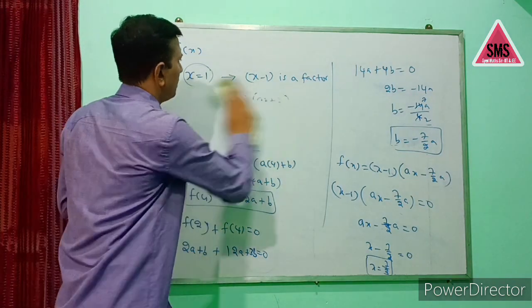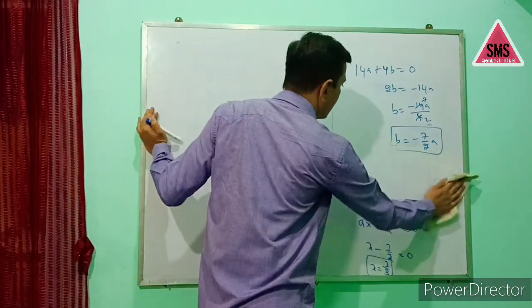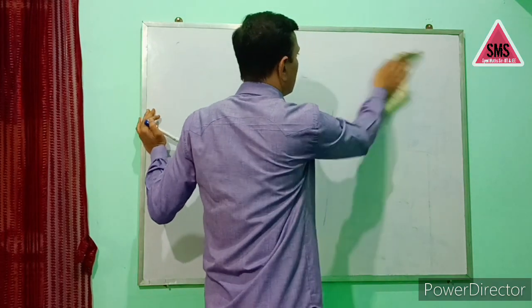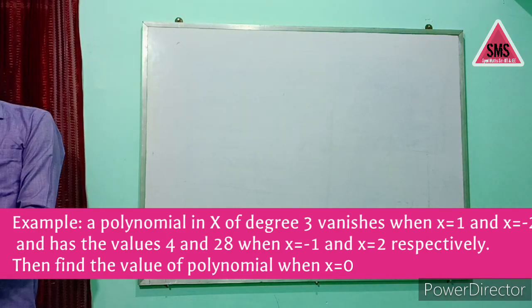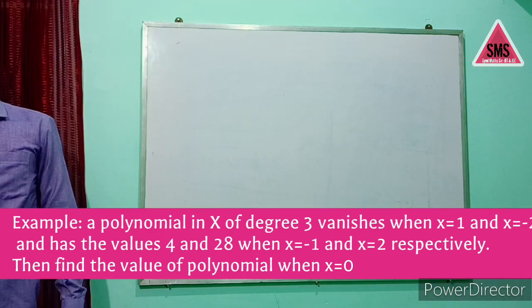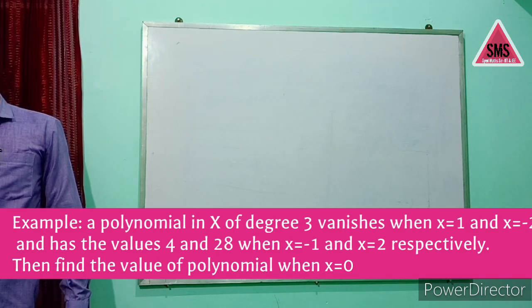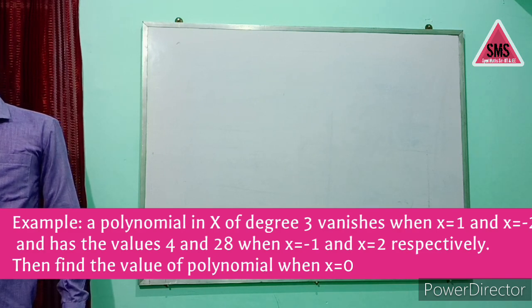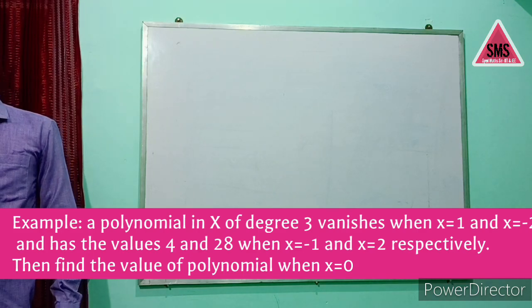So if they have given some typical conditions along with the values, we can see the question on the screen. They have given that a polynomial in x of degree 3 vanishes when x equals 1 and x equals minus 2, and has the values 4 and 28 when x equals minus 1 and x equals 2 respectively. Then find the value of the polynomial when x equals 0.